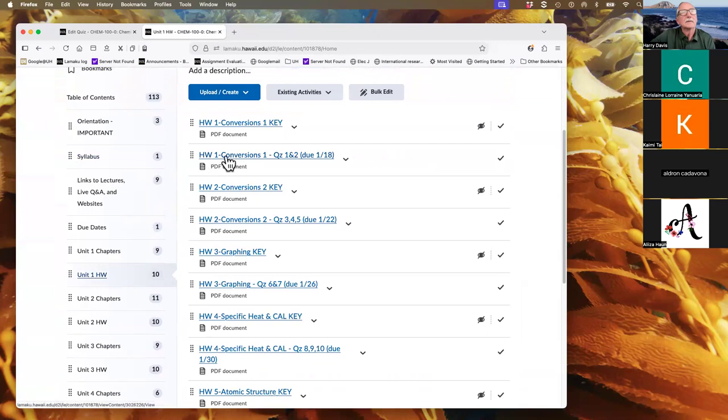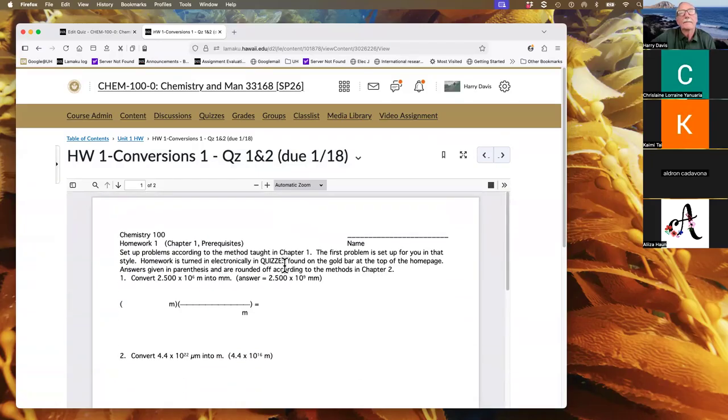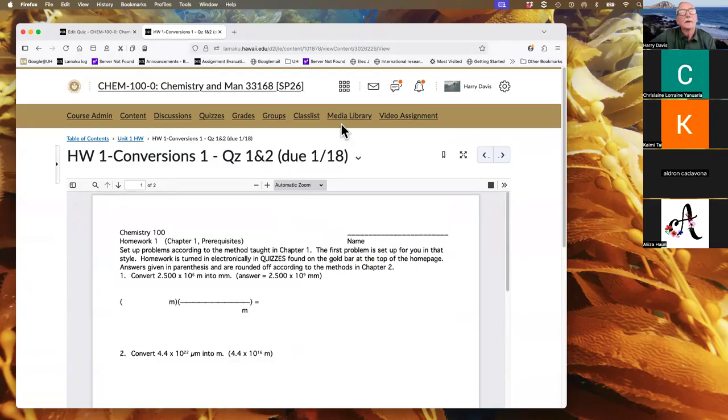If you look at homework 1, it's on conversions, so it covers quizzes 1 and 2, and it's basically from chapter 1 and the prerequisites. Okay. But I'm not going to tell you what page it's on, that kind of detail. Here's the due date right here. Okay, thank you. Uh-huh.